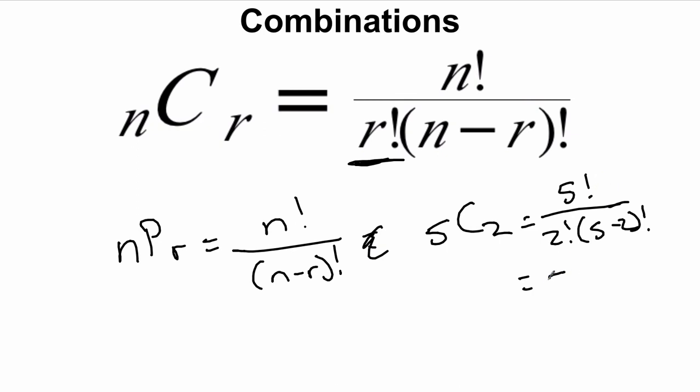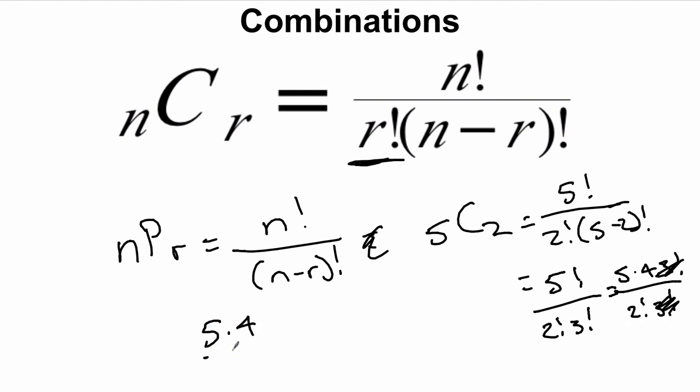So let's simplify this formula, 5 factorial over 2 factorial, 3 factorial. And it's always going to be like this. You'll have 2 plus 3 equals 5. So this is 5 times 4 times 3 factorial over 2 factorial, 3 factorial. These are going to cancel out, and you have 5 times 4 over 2 factorial, which is the same thing as 5 times 4 over 2, or 10. Okay, so there's 10 ways that you can pick people to move on.